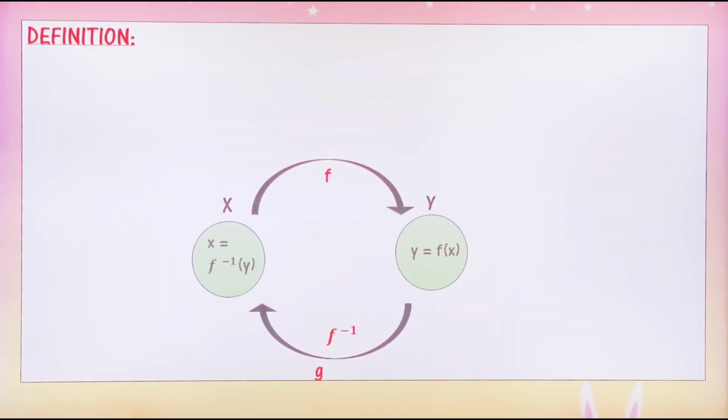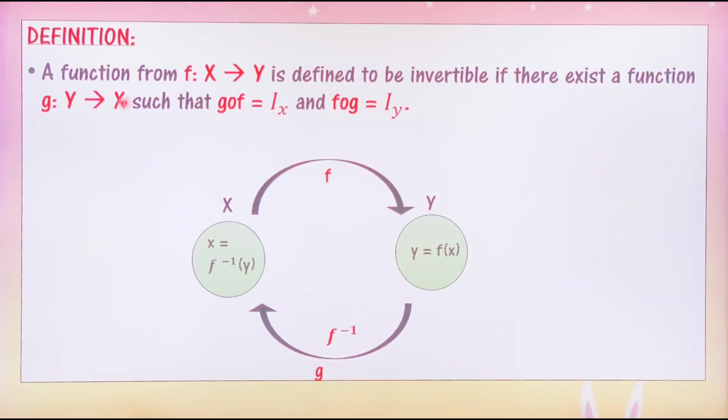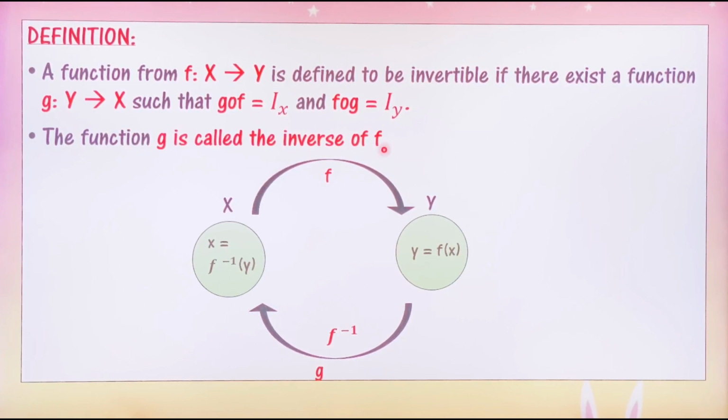Now let us define. Definition. A function f from X to Y is defined to be invertible if there exists a function g from Y to X such that g∘f equals I_X and f∘g equals I_Y. The function g is called the inverse of f, where I_X is called the identity function on X and I_Y is called the identity function on Y. See the diagram. X equals f inverse of y is the range of g, that is f inverse.